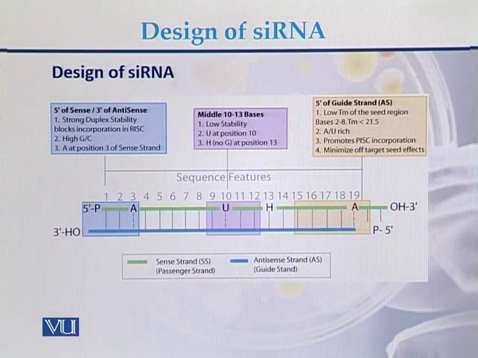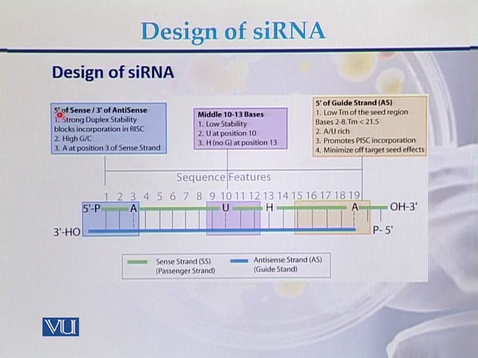This is the design of siRNA. These are the nucleotides, consisting of 19 nucleotides of siRNA. There are 3 main parts of siRNA. Here, this is the 5' end of the sense or 3' end of the antisense strand. There are 2 strands. In green color is the sense strand, while in blue color it is the antisense strand. The sense strand is called the passenger strand, while the antisense strand is called the guide strand.